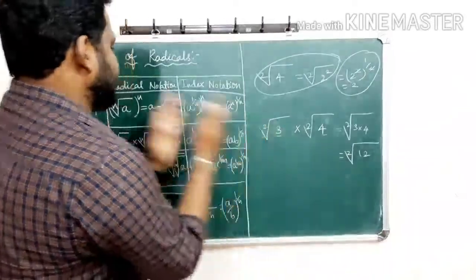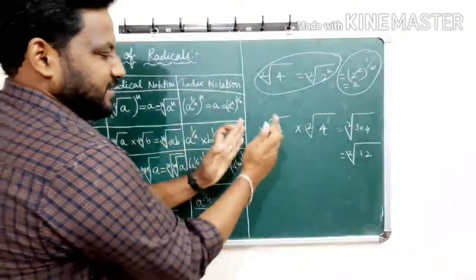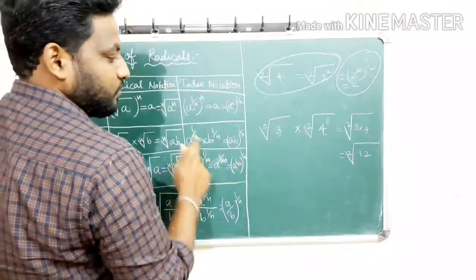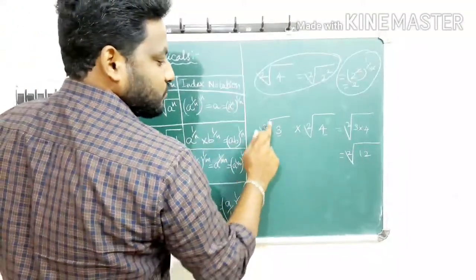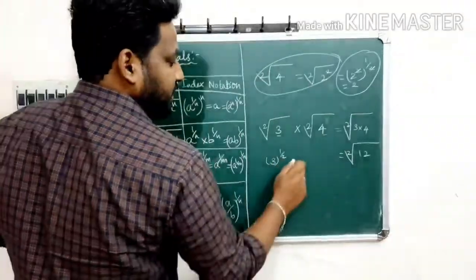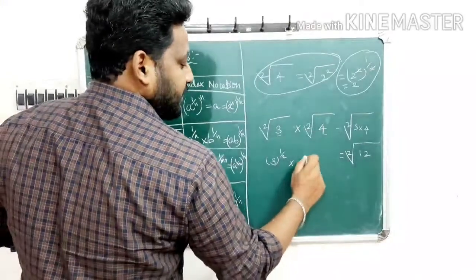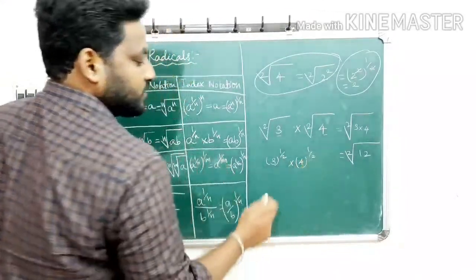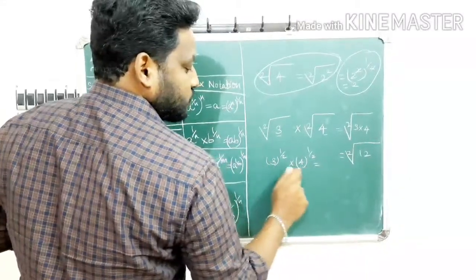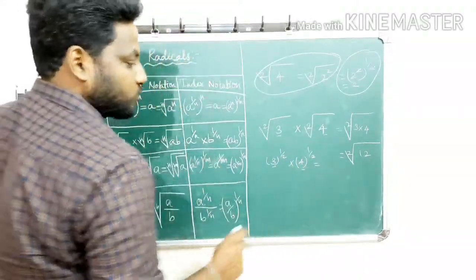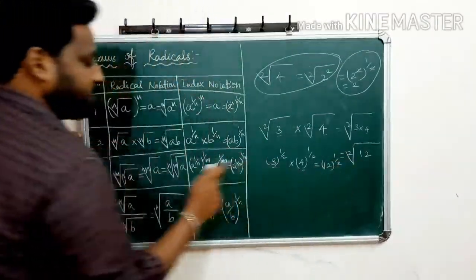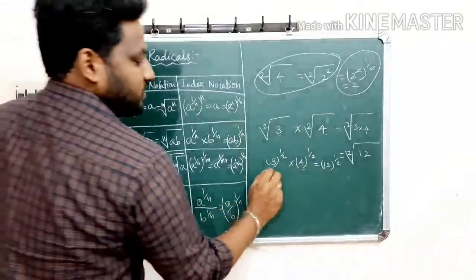Same, this is radical notation. Here, for this same question, how are we going to write it in index notation? A power 1 by n, which means the square root of 3 should be written as 3 power 1 by 2 into 4 power 1 by 2. Here the powers are the same, so we have to multiply these two base numbers. 3 4s are 12, the whole power 1 by 2. This is the index notation.